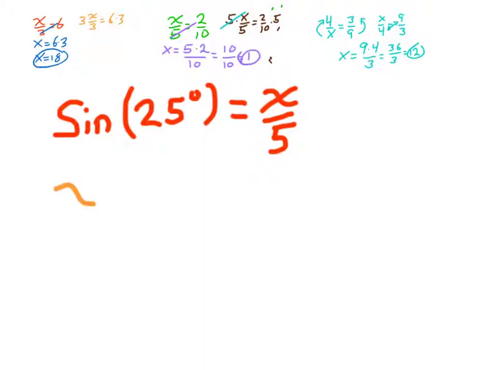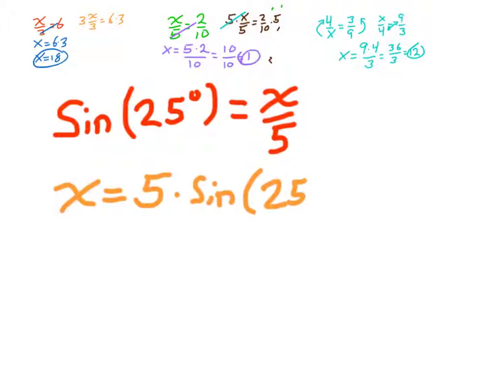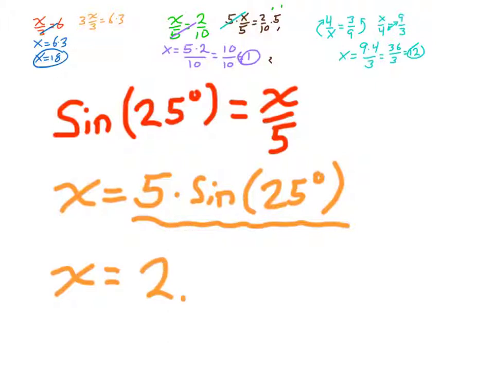So you end up with x is equal to the cross-multiply part, 5 times sine of 25 degrees. You type that into your calculator, and you don't even need to use nsolve because you're going to get it, right? Calculator says 2.11. Now you should stop and try it. Hit pause and try it.